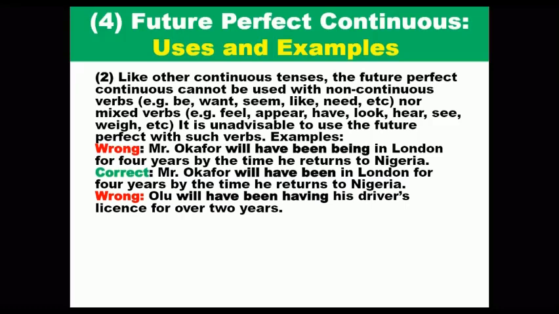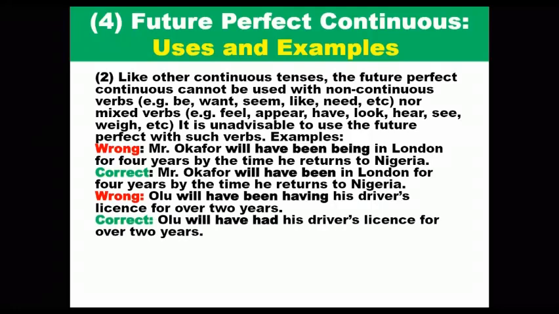Another example, it is wrong to say Olu will have been having his driver's license for over 2 years. It is correct to say Olu will have had his driver's license for over 2 years.